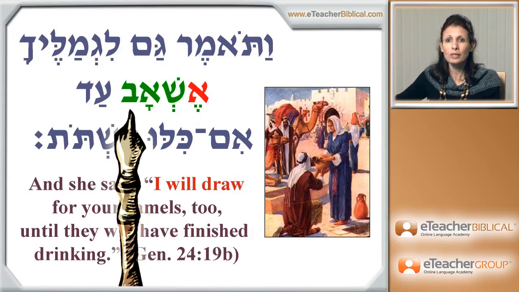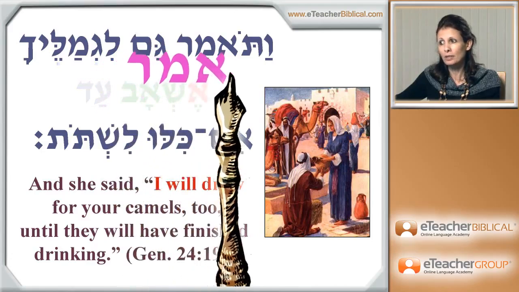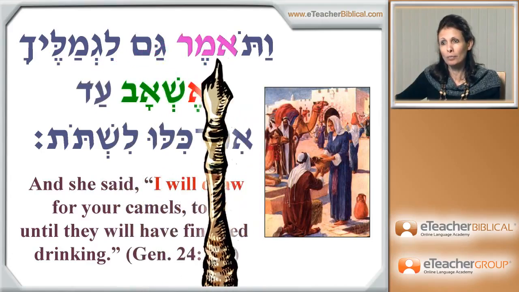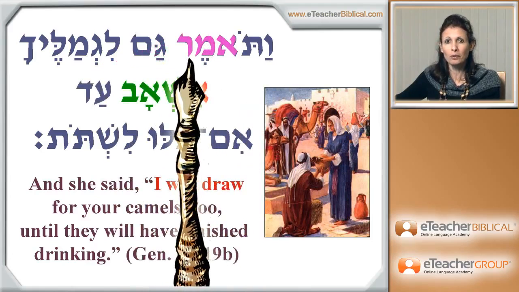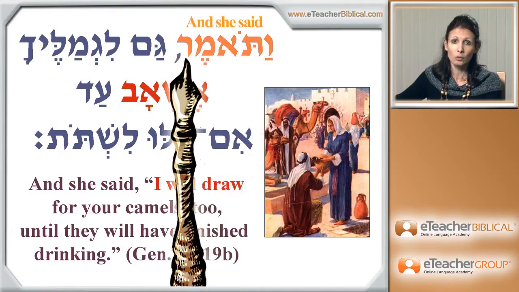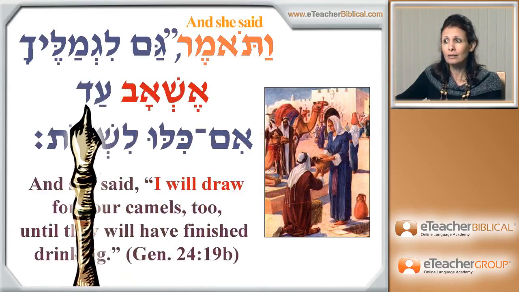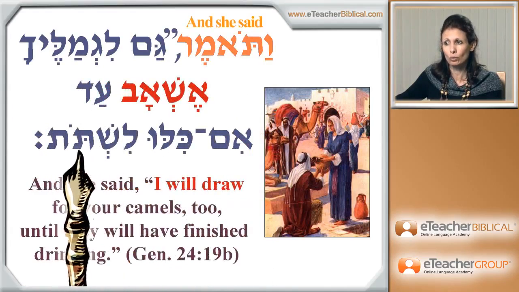Because many times within direct speech, this will be the translation. So, where is the direct speech? How can we tell where the direct speech is? We will try to look for the root amar. And the root amar appears at the very beginning, vatomer. So actually we hear the voice of Rivka after the word vatomer. Vatomer, quote, גם לגמליך אשאב עד אם כילו לשתות.